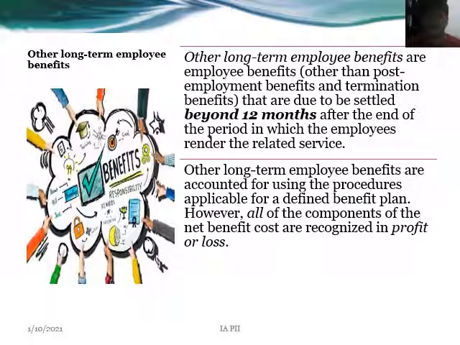Other long-term employee benefits are accounted for using the procedure applicable for a defined benefit plan. So, the accounting of other long-term employee benefits is the same. So, the defined benefit plan will be followed. However, all of the components of the net benefit costs are recognized in the profit and loss. So, earlier, remember, we had components of defined benefit costs. So, all of those will be recognized in profit and loss. So, there is no other comprehensive income.